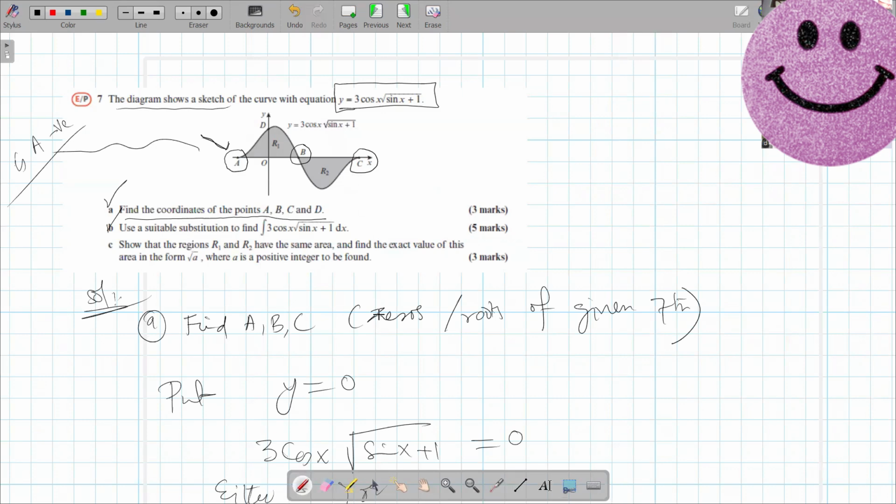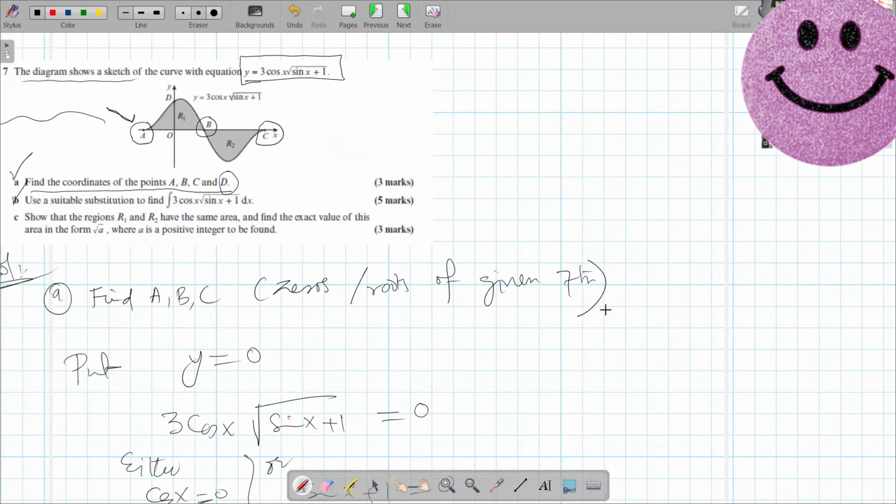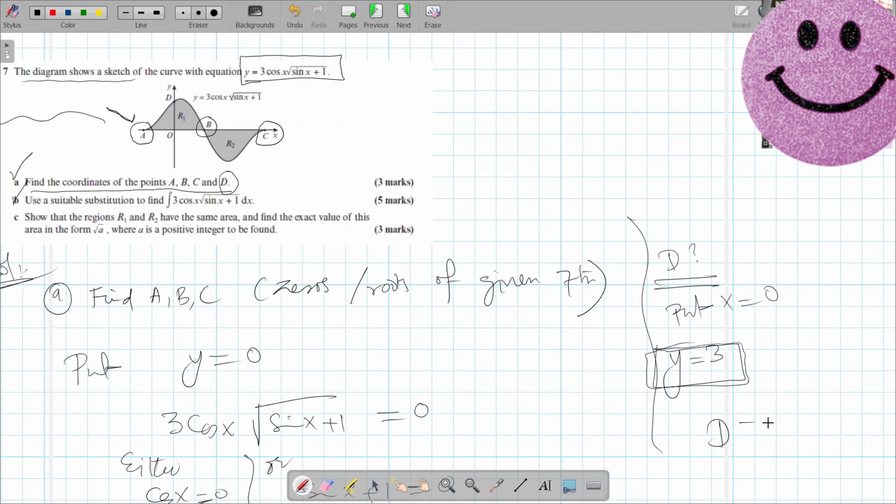Where is D? D is when x equals 0. So let's find D. You will put x equal to 0 in the given function, and y is the required point. 3 times cos 0, cos 0 is 1, and sine 0 is 0. So what are we getting from here? D is 3.